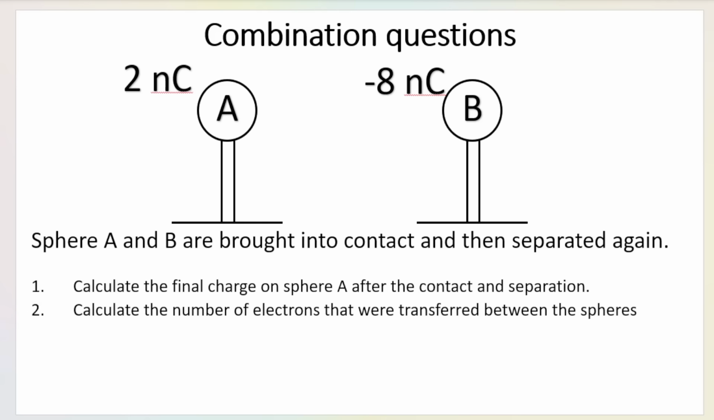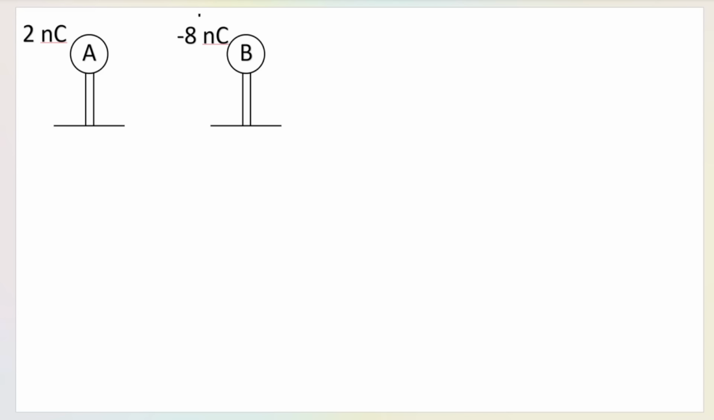How do I know which formula to use? We are told that they contact and they separate, and we want to know the charge after the contact and separation. They say the final charge on sphere A, but technically they could have said the final charge on sphere B, or the final charge on sphere A and B, because you should know that they will be the same. So because I'm looking for the final charge after contact, I'm using this formula, Q1 plus Q2 divided by 2. There's two objects, so I'm dividing by 2.